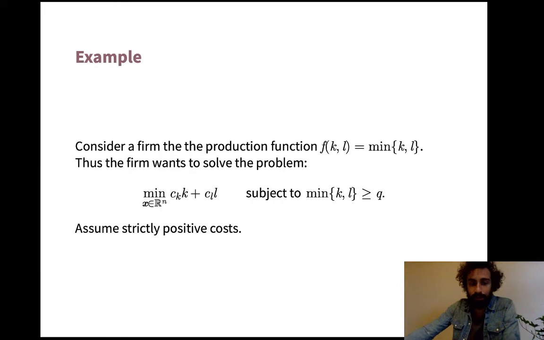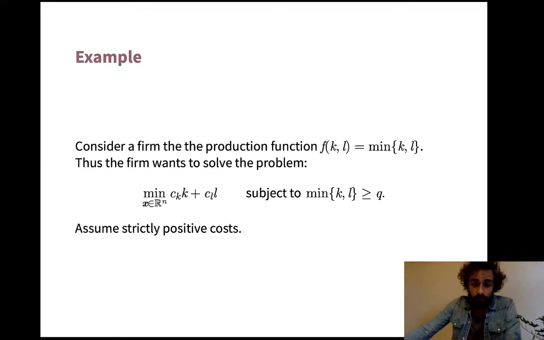So let's do one example. By now, you should be able to pump these out in your sleep. A firm has a production function, which is just the minimum of K and L. Needs one labor and one computer to write some code. An extra coder without a computer is useless. A computer without a coder is useless. You need the minimum 1 and 1.